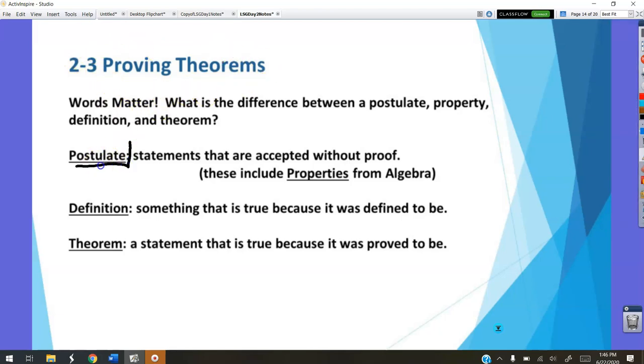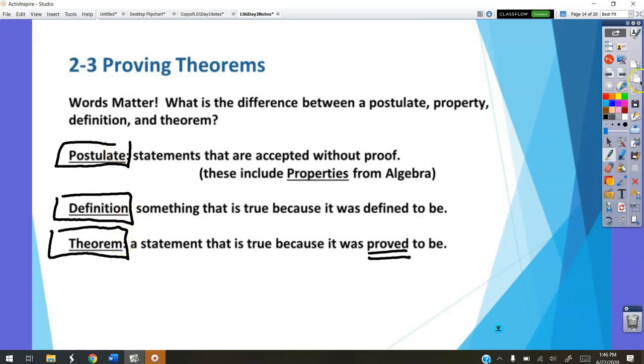Again, a postulate is a statement that's accepted without having to be proved. So those are like our properties. A definition tells us that it's true because that's how we defined it. So if we define what it means to be a midpoint, that's a definition. And then we have a theorem, and a theorem is something that we can actually prove. So it's going to be important that you label postulates, definitions, and theorems correctly. Okay.